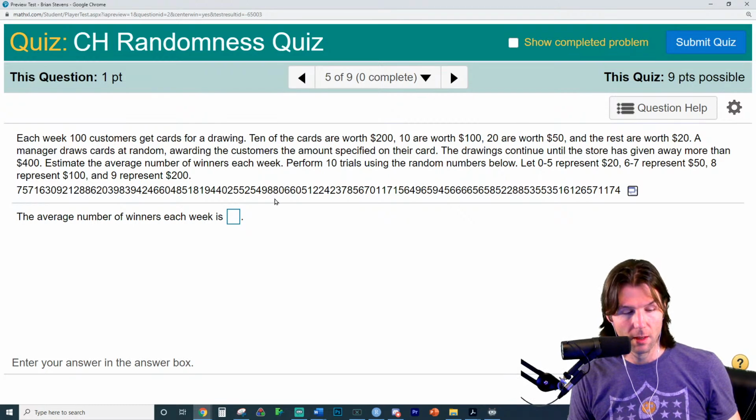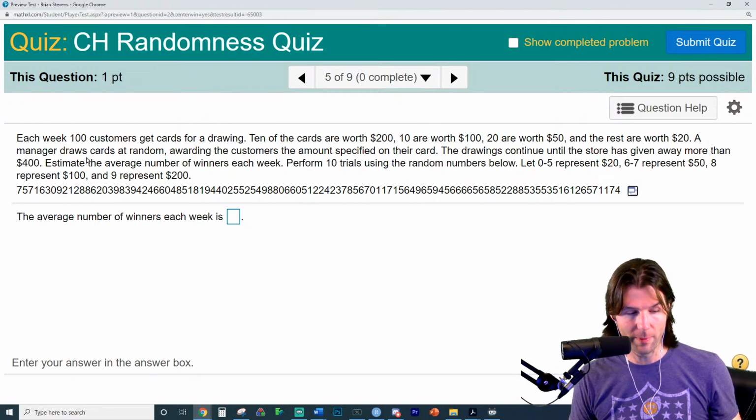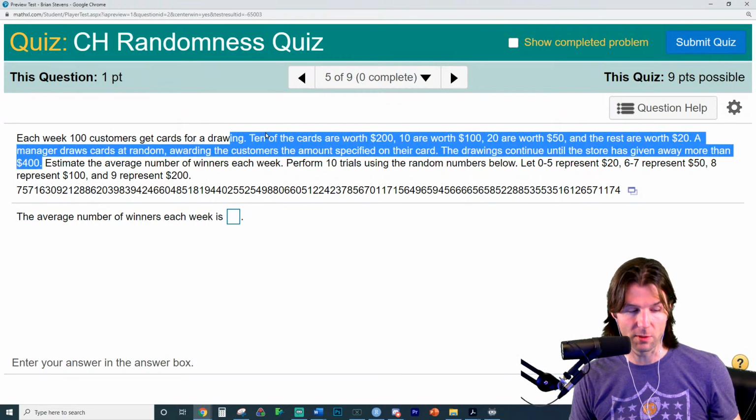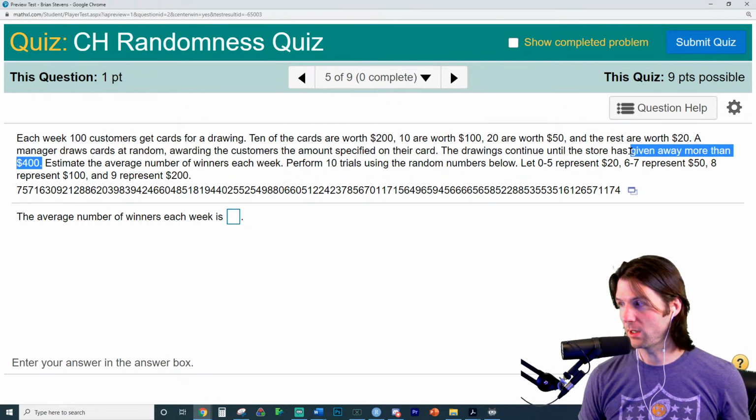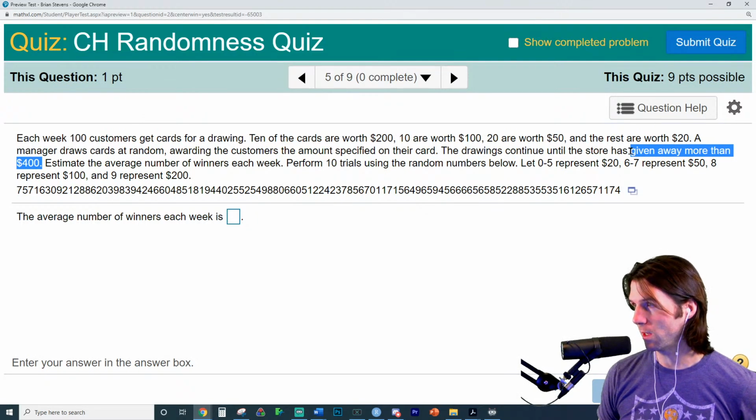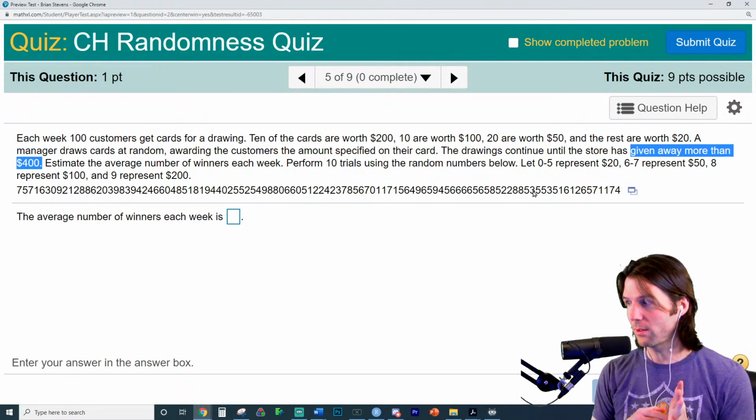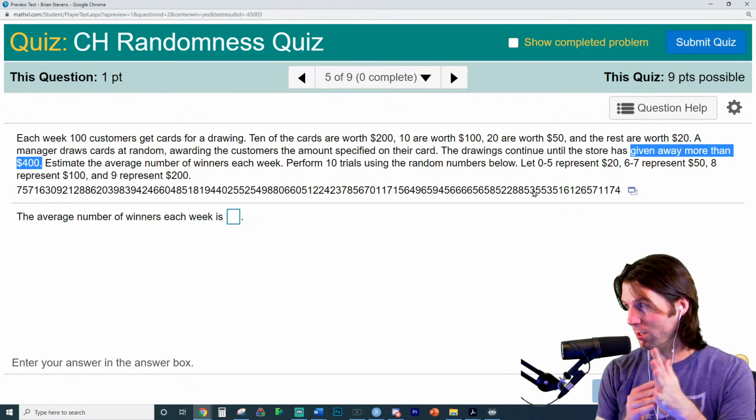Let me double check. They are going to give away, where's the amounts? Okay, here it is. Until the store has given away more than $400. So you do not stop at 400, you give away more than $400. They're going to do 10 trials where they give away more than $400.